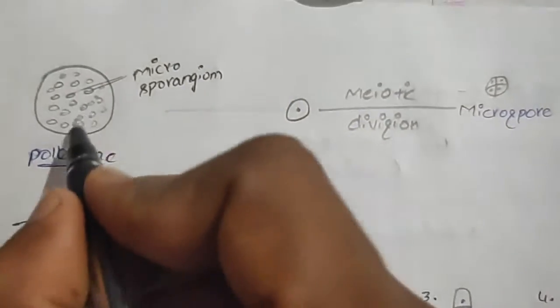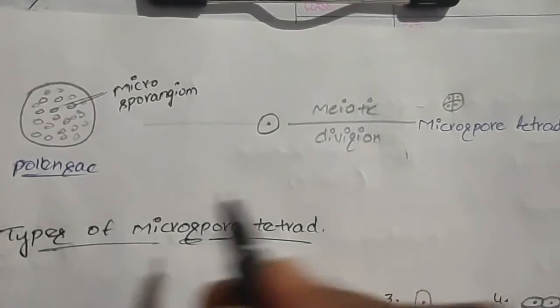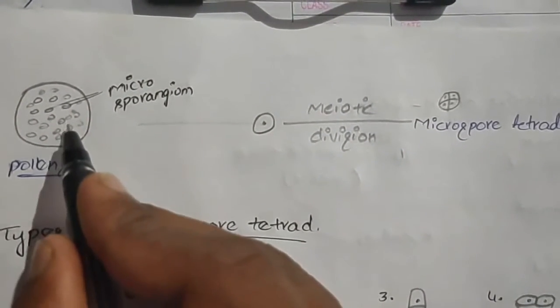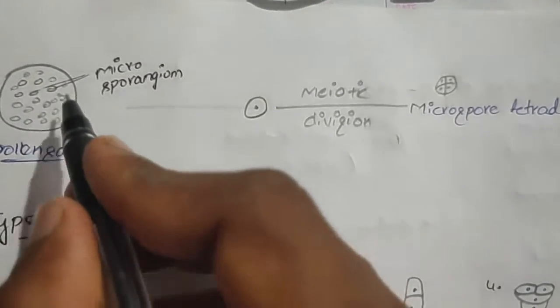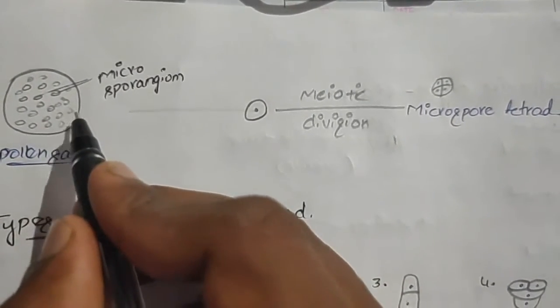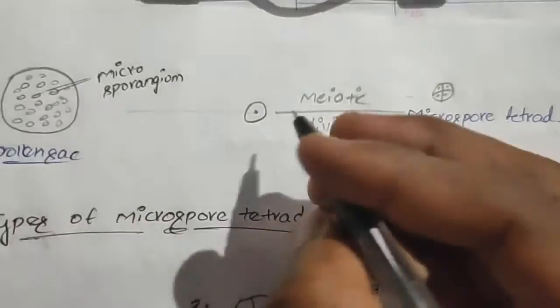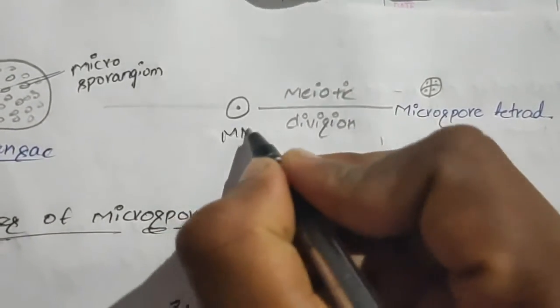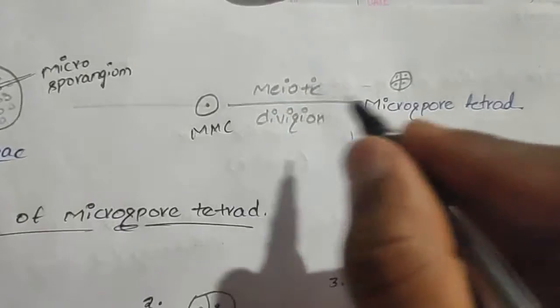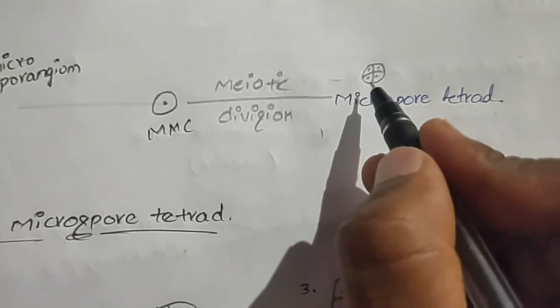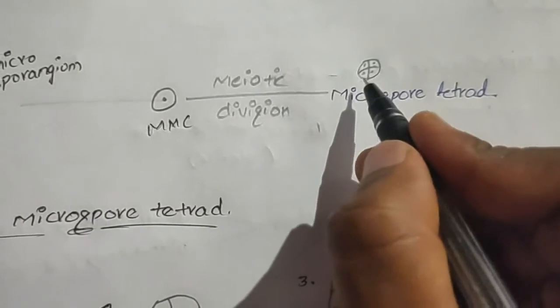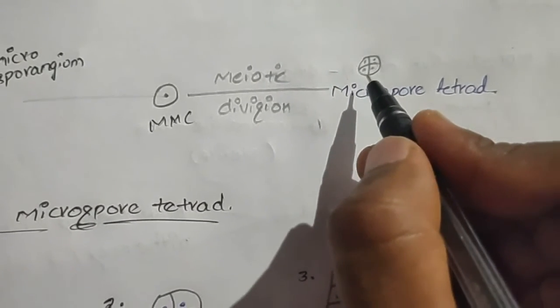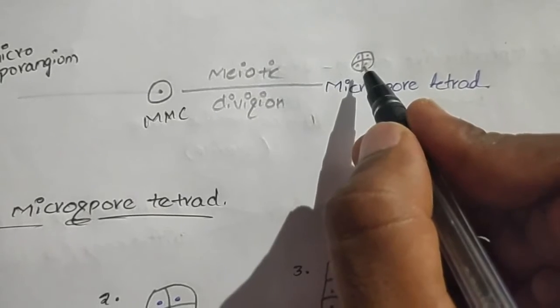See, this is the pollen sac. Inside this are the sporogenous cells, which are giving rise to the male gamete. Because of that, this is also known as the microspore mother cell. Now each microspore mother cell undergoes meiotic division and forms a microspore tetrad. In this microspore tetrad, all these cells are present together for some time, and later on this microspore tetrad divides.